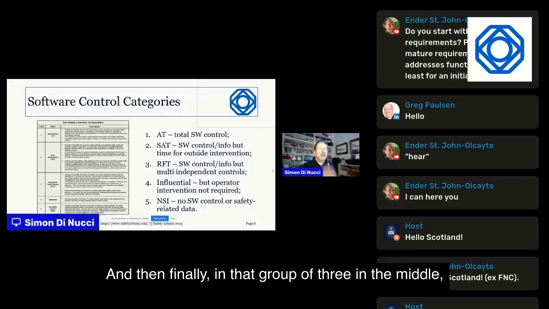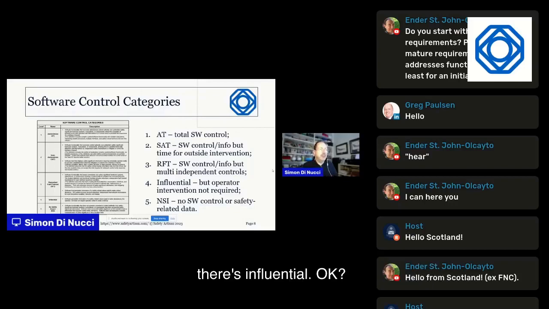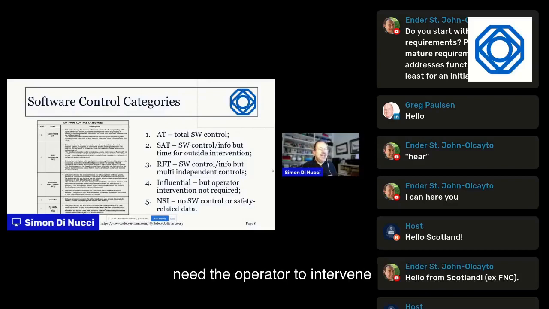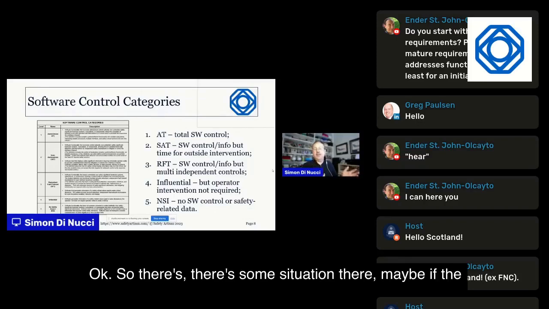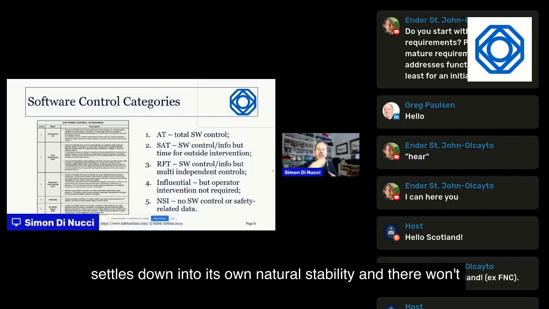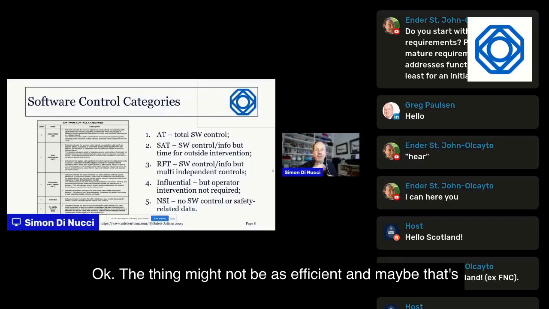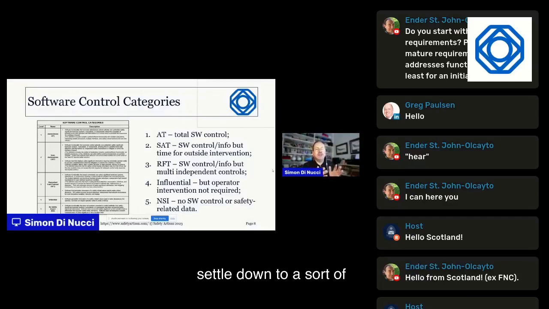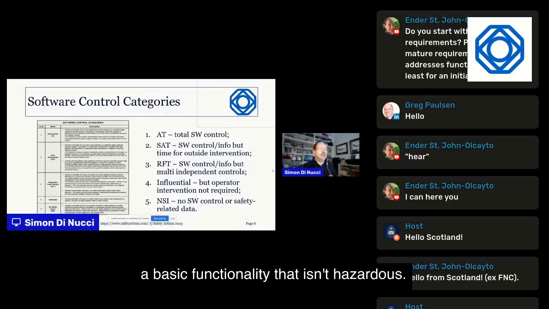And then finally, in that group of three in the middle, there's influential. So the software might tell us something misleading, or it might do something potentially hazardous, but we don't need the operator to intervene in order to prevent the accident. Maybe if the software fails, whatever it is controlling just naturally settles down into its own natural stability, and there won't be an accident. The thing might not be as efficient, and maybe that's why we wanted the software to do clever stuff, but it'll settle down to a basic functionality that isn't hazardous.